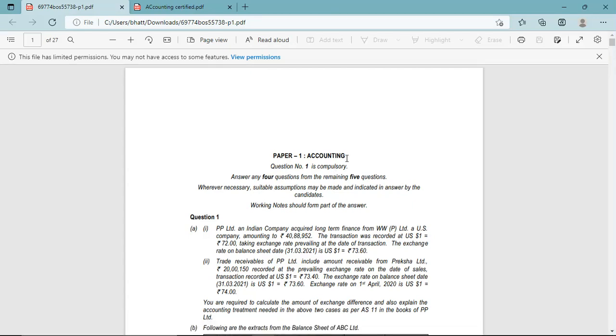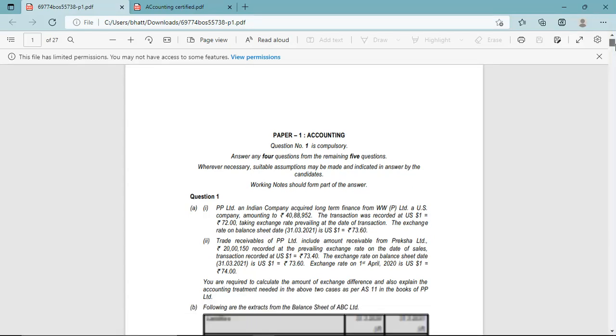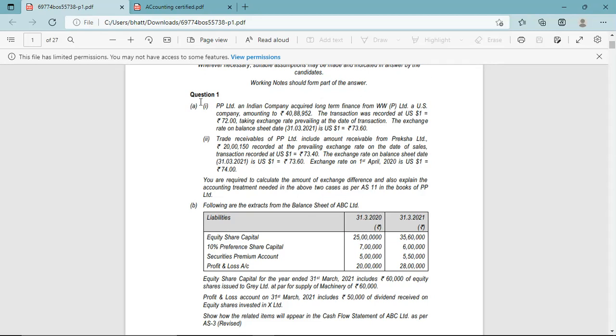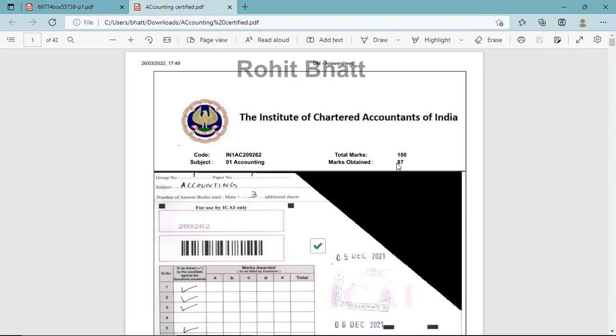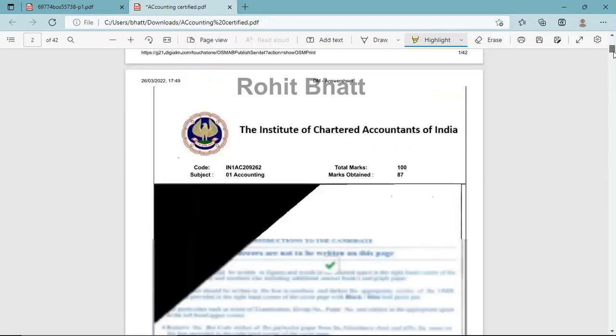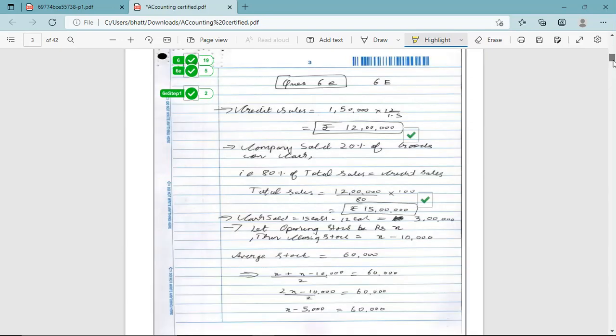Hello everyone, I am Rohit Bhatt and I am going to analyze my accounting certified copy of December 2021 Inter exams. So here I start. Let's see which question I got 87 marks in this. Then we will do a question by question analysis.